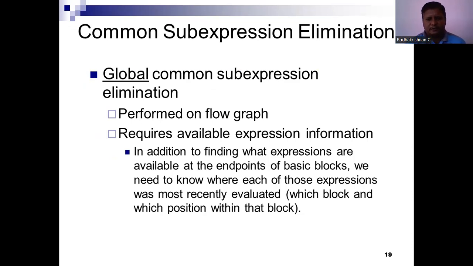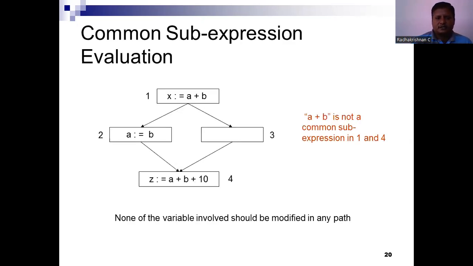Global common sub-expression elimination is performed on the flow graph which we have implemented. It requires available expression information. In addition to that, we find what expressions are available at the end point of each basic block. We need to know where each of these expressions was most recently evaluated. That is the concept we are focusing on.